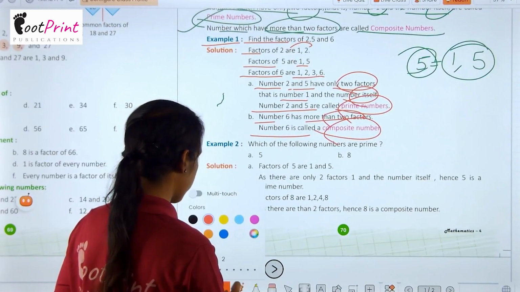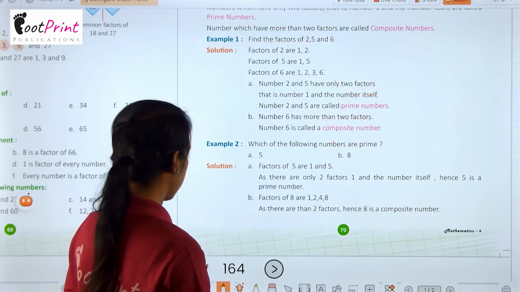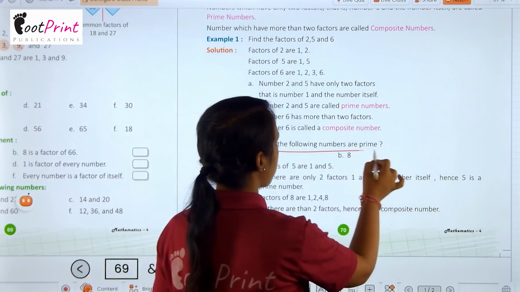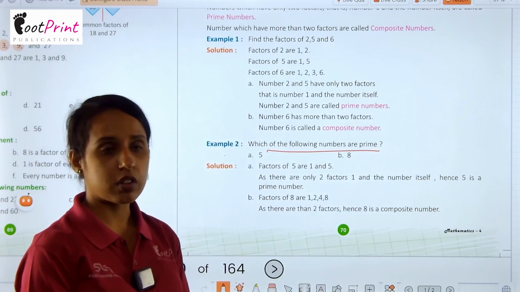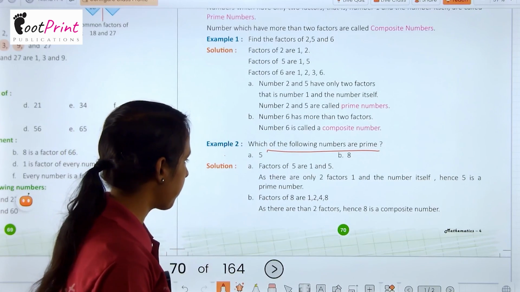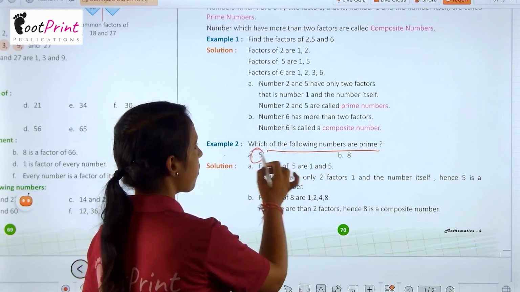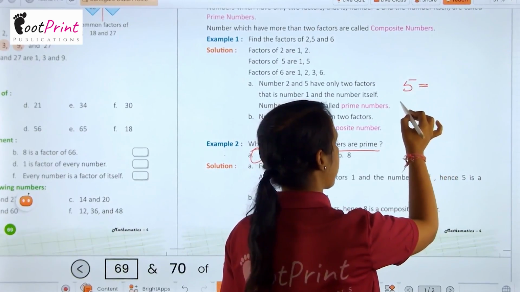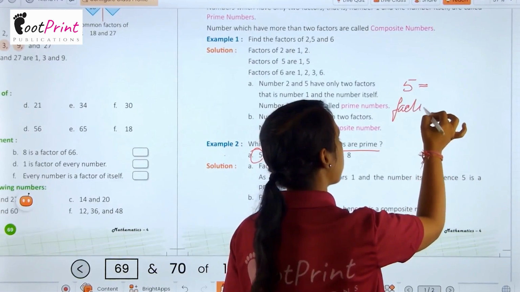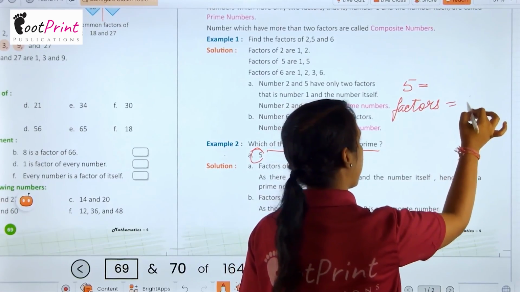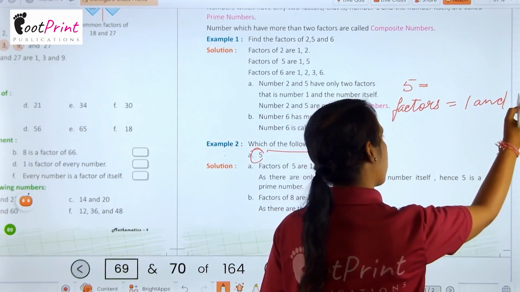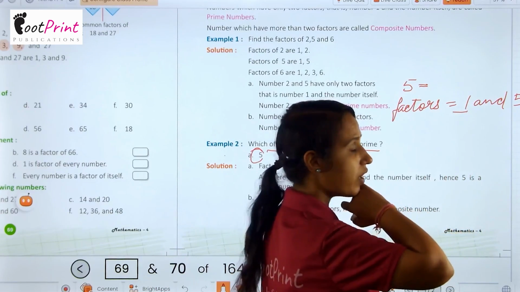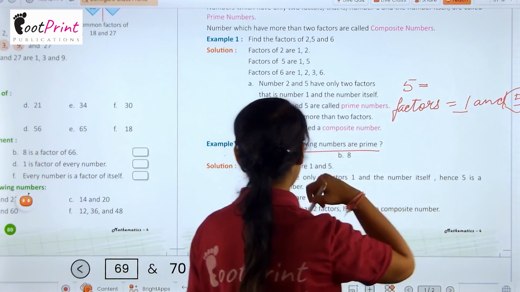Now we will move to the next question. That is example number 2. Which of the following numbers are prime? So we have to find out which number is prime or composite number. So here is 5. So we have to write first factors of 5, and factors of 5 are 1 and 5. Only two factors are there. One is 1 and other is number itself.